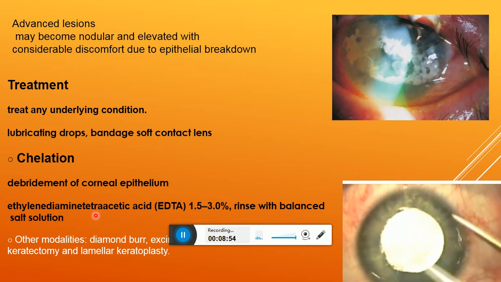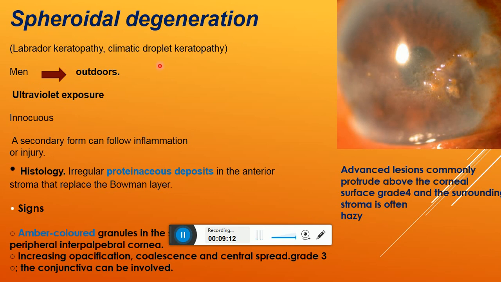Adequate time, 15 to 20 minutes, must be allowed for chelation to occur. More than one session may be necessary. Reepithelialization can take many days. Other modalities of treatment are diamond burr, excimer laser keratectomy, and lamellar keratoplasty. Next is spheroidal degeneration, also known as Labrador keratopathy.